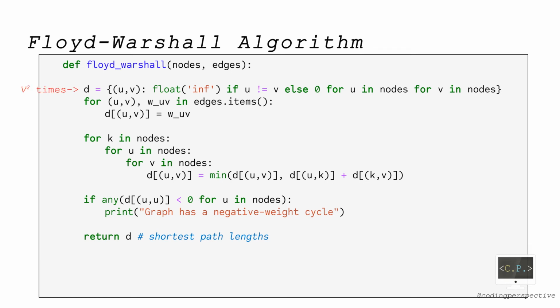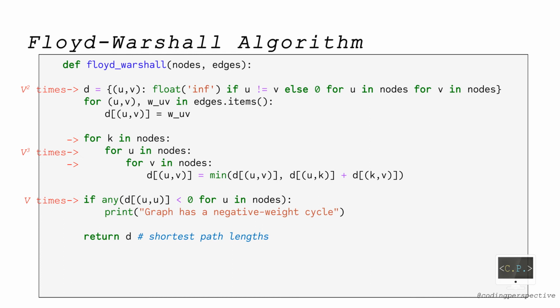In the first part, we initialize the shortest path length from each node to another one, which takes order of v squared time. Then we have three nested loops, each iterates v times. In each iteration, we update the path length. So in total, this part takes order of v cubed time. Lastly, checking whether the graph has a negative weight cycle takes order of v time.